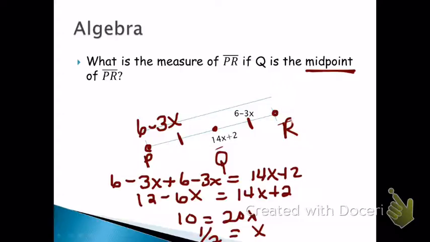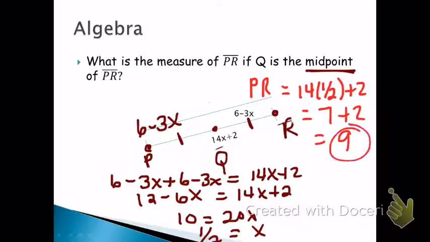Alright, so check your answer. 1/2 equals x. Now, since this is geometry, we got to make sure we answer the question being asked. What's the measure of PR? We've got to substitute it back in. So we are going to say 14 times 1/2 plus 2 is our PR. So it's 7 plus 2, better known as 9. Only on Tuesdays.